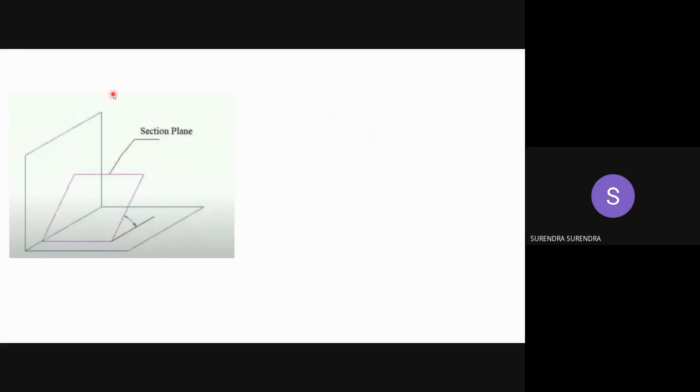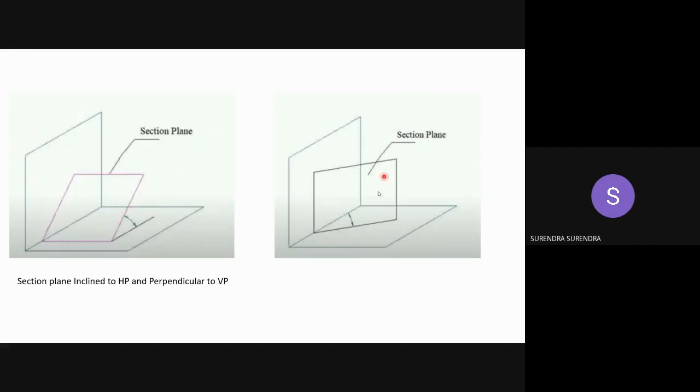Similarly, the section plane is inclined to HP and perpendicular to VP. So here similarly, as it is perpendicular to VP, in front view the section plane is represented as a line. Similarly here, when the section plane is perpendicular to the horizontal plane, in top view the section plane is represented as a line. So here it is inclined to HP and perpendicular to VP. So these are the four possible options for any section plane.